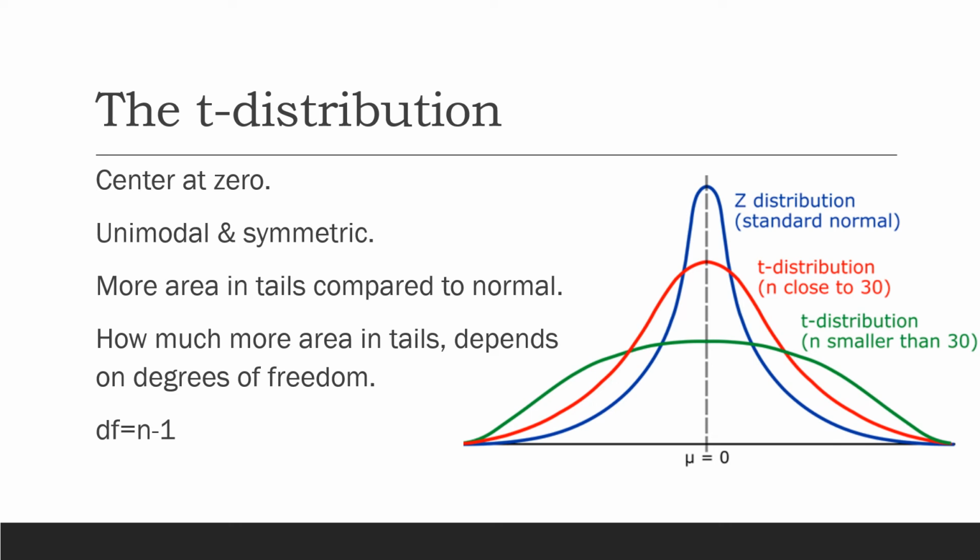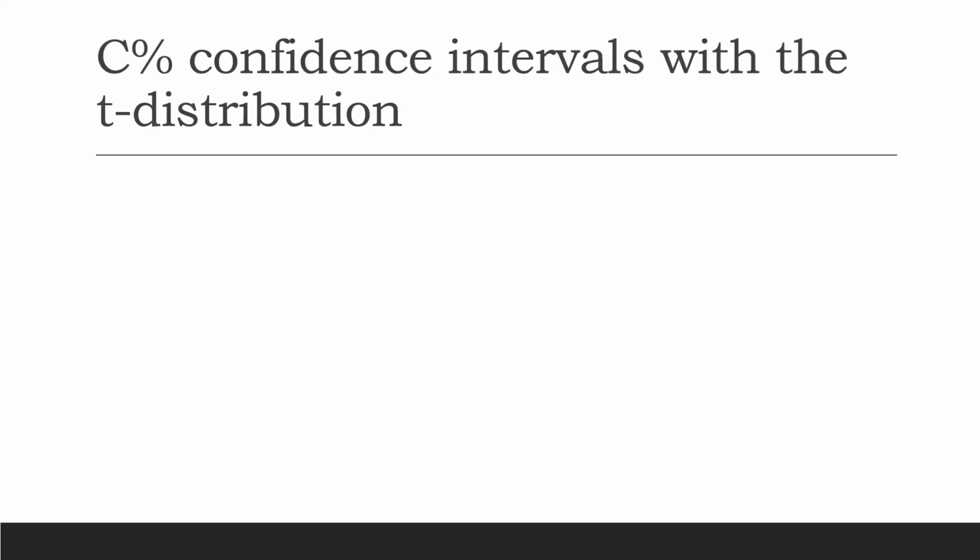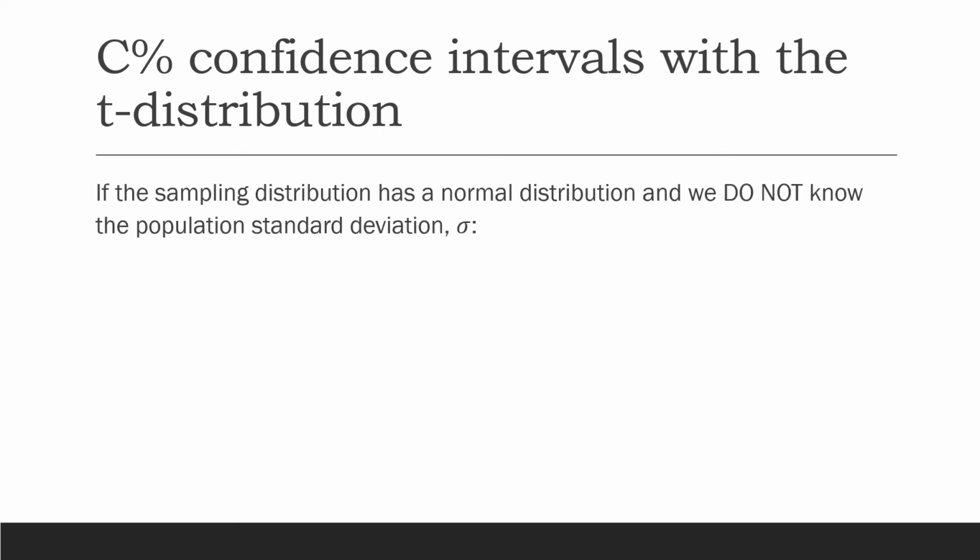Now, as the degrees of freedom get larger and larger, the t distribution gets closer and closer to a standard normal distribution. And this is because with a larger sample size, we have a more reliable and consistent estimate of the population standard deviation. And so we get closer to that situation where we know the population standard deviation, which would put us in a z distribution. So when we don't know the population standard deviation, we use a t distribution to make a confidence interval.